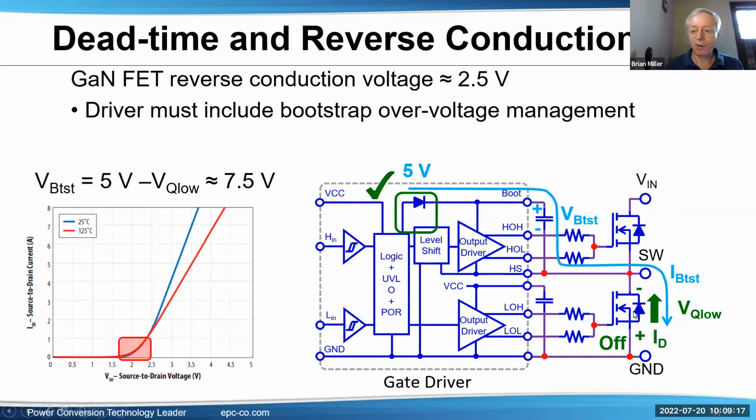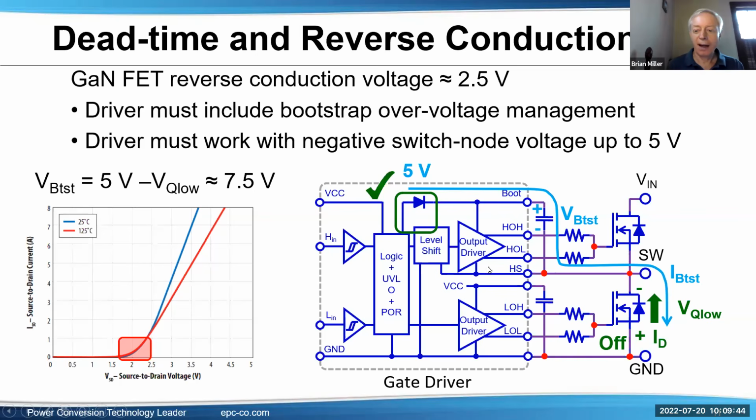Because of that 2.5 volts, that means that at this point, the switch node can be minus 2.5 volts. And then going through a charge pump, you have to make sure this doesn't charge pump up too high. So a typical GaN half-bridge gate driver will have a regulation limitation method on the top, just to keep this at a typical 5 volts. Also, the driver must work with negative switch node voltage up to 5 volts, just to make sure everything's okay.